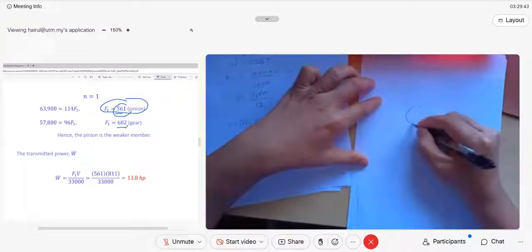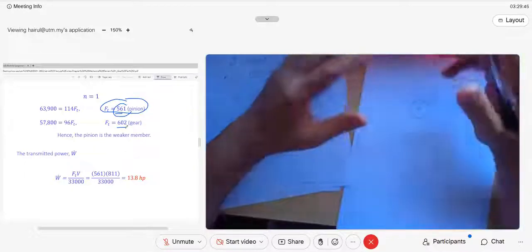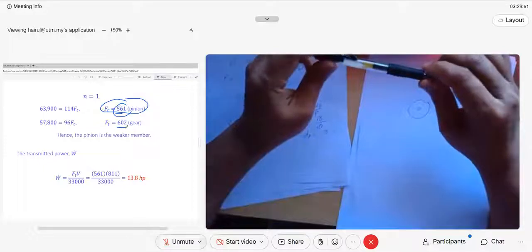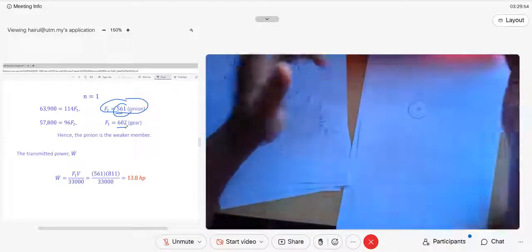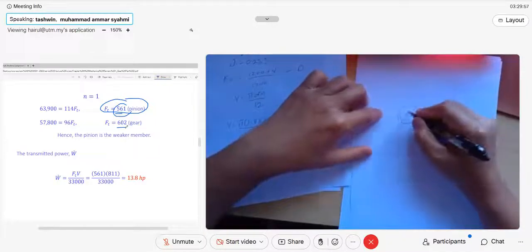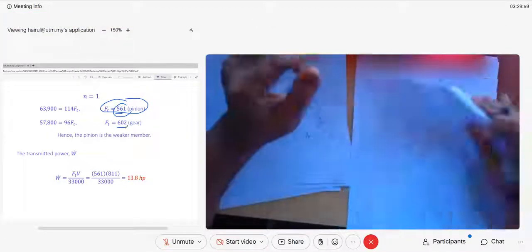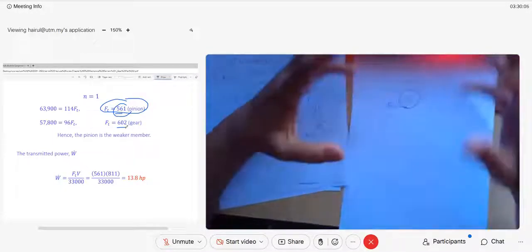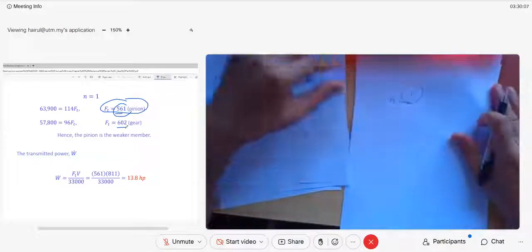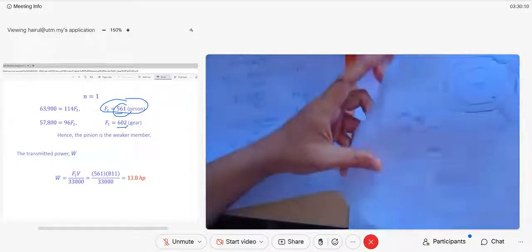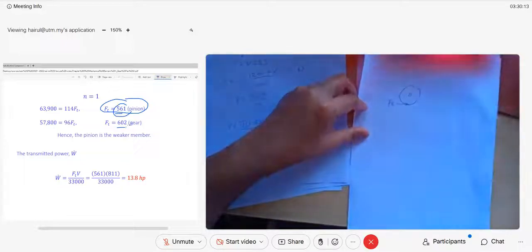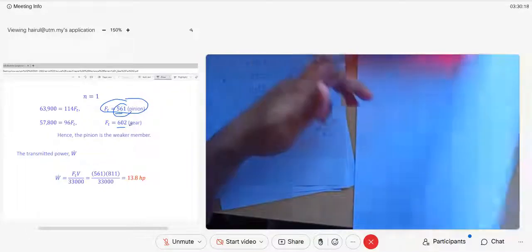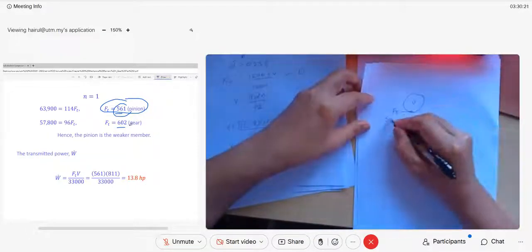Because the pinion is the one connected to the motor, right? The motor is connected to the pinion first, then we have the F tangent on the pinion. The F pinion is what we choose, not the gear. So F tangent pinion is 561 pound force.